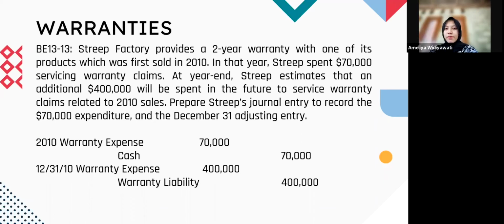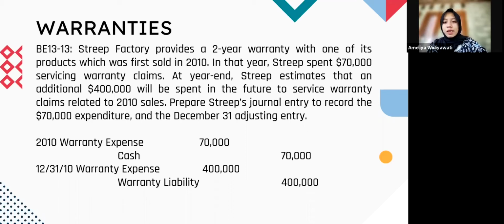For example, Strip Factory provides a 2 years warranty with one of its products, which was first sold in 2010. In the year, Strip spent $70,000 servicing warranty claims. At year end, Strip estimates that an additional $400,000 will be spent in the future to service warranty claims related to 2010 sales. Prepare Strip's journal entry to record the $70,000 expenditure and the December 31 adjusting entry.